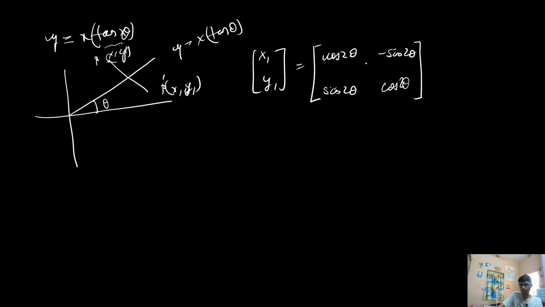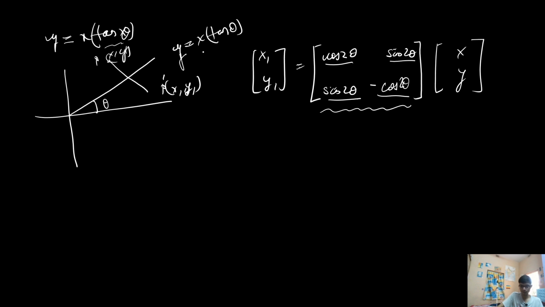Whatever the element is over here, the other is the negative of this element, and the diagonal elements are the same, but the negative sign comes over here. So this is the reflection matrix: cos 2 theta, sine 2 theta, sine 2 theta and minus cos 2 theta, which is multiplied with x and y to get the reflected point. This is known as the reflection matrix of any point which is reflected about the line y is equal to x into tan theta.